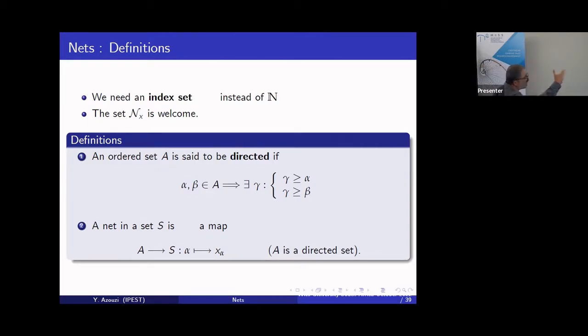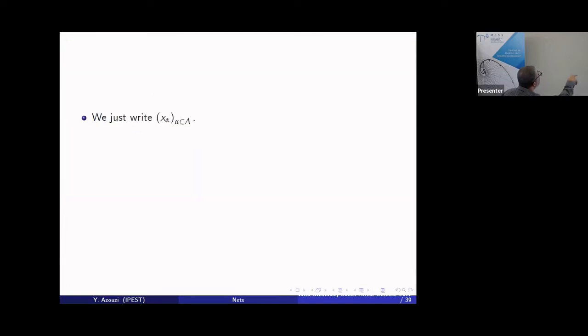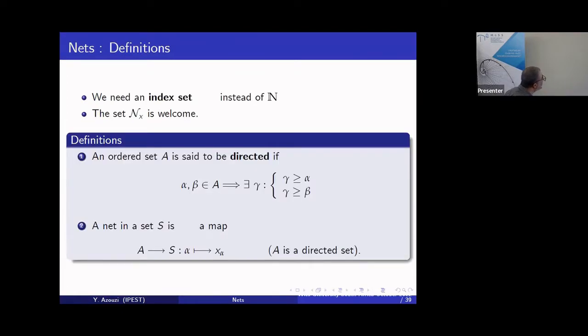And then we construct a map or a family. We can use notation similar to sequences, so we can write X_α here. The set A is said to be directed if it's ordered like N, but the order is not a total order, and it satisfies this important property. So this is a net.